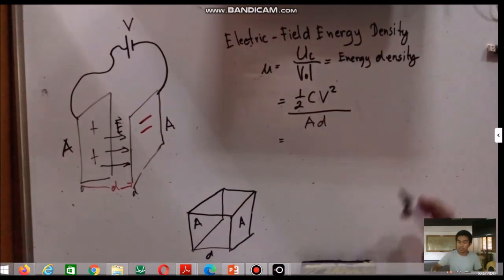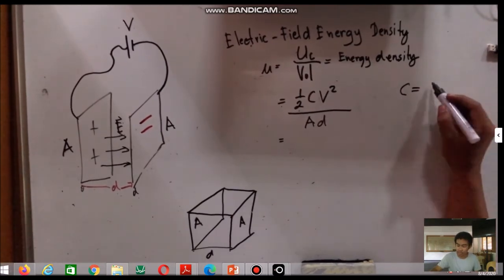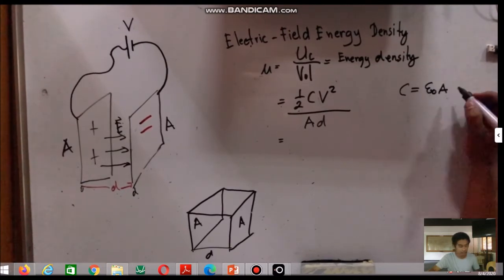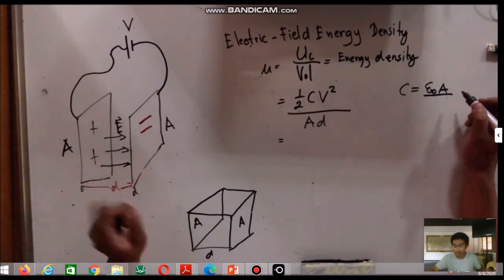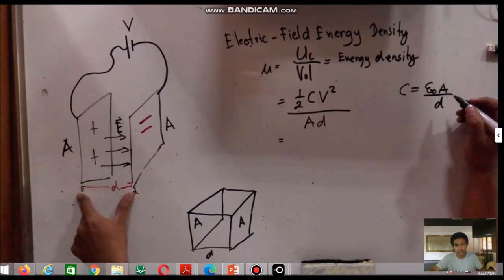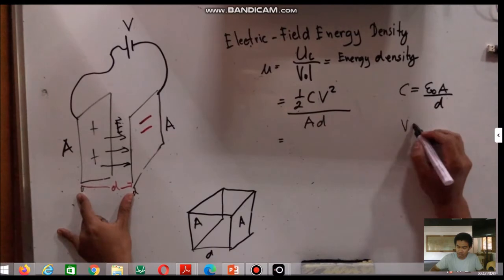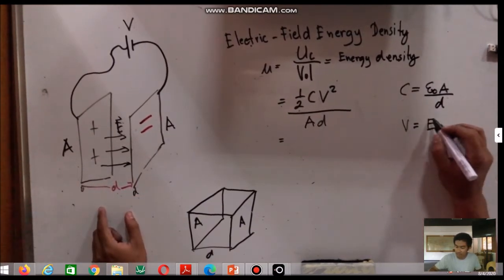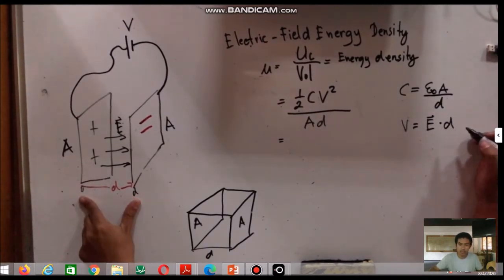And we know that the capacitance of a capacitor is expressed in terms of the permittivity of free space times the area of either of these two plates, and these two plates have the same area, over the separation distance between the two plates. And then the voltage across the capacitor's two plates is expressed in terms of the electric field times the separation distance between the two plates.